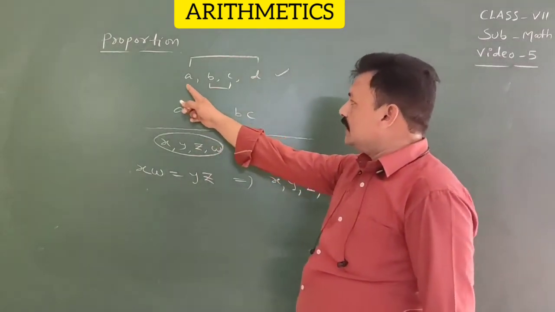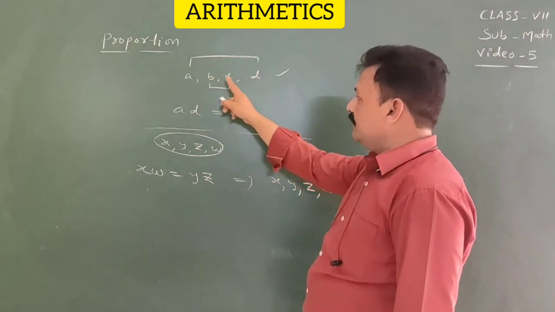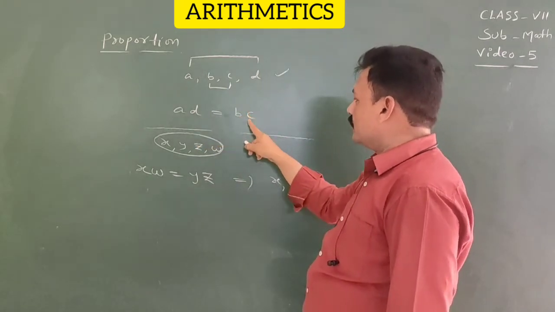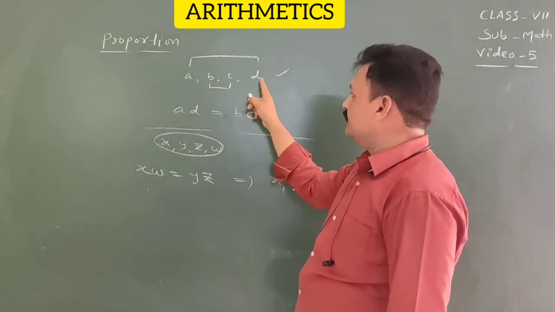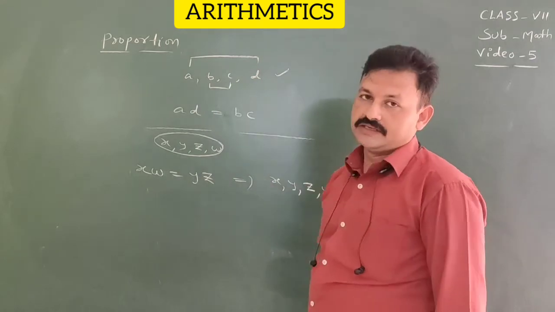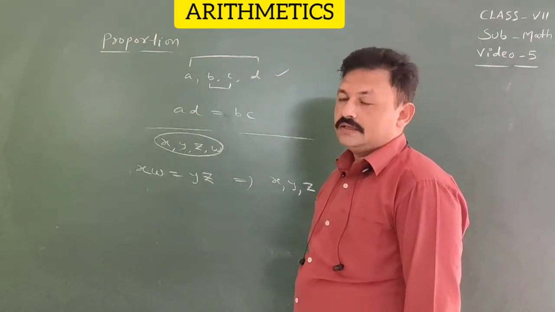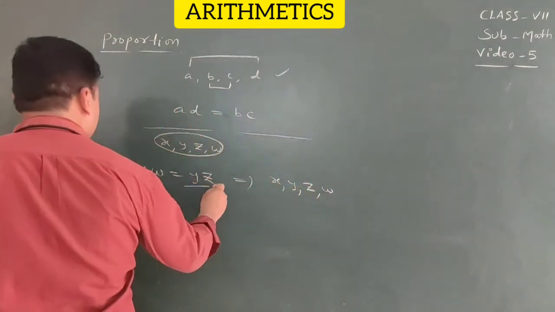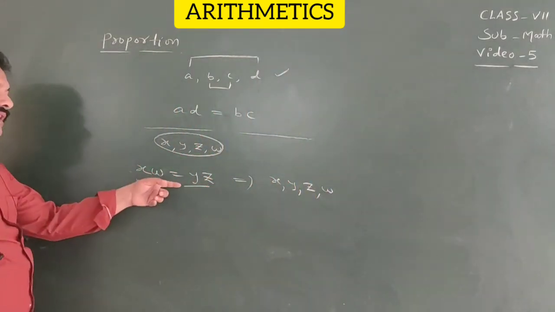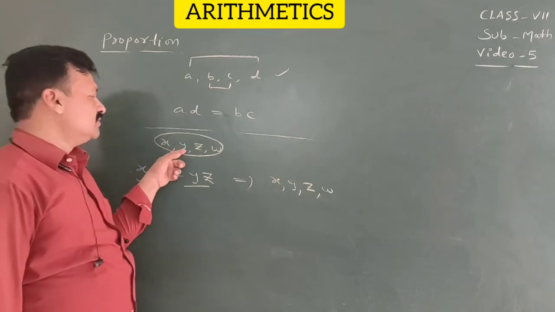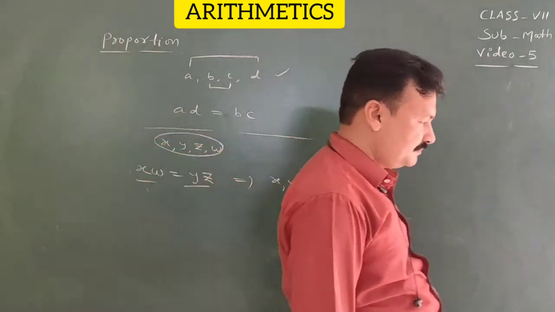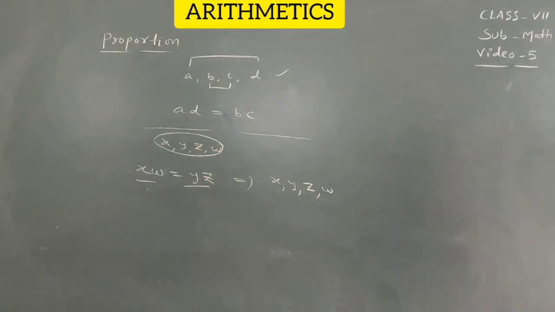For example, here A, B, C, D are in proportion. Then their product of means equals the product of extremes. Here the product of extremes is A and D, and means are B and C. In the second example, they gave product of means equal to product of extremes. In this situation also we can say the given terms x, y, z, w are in proportion.